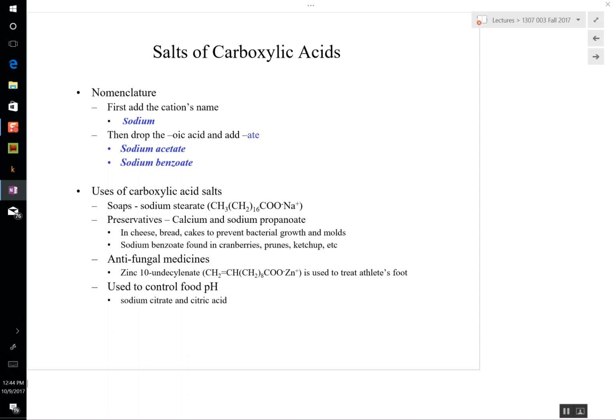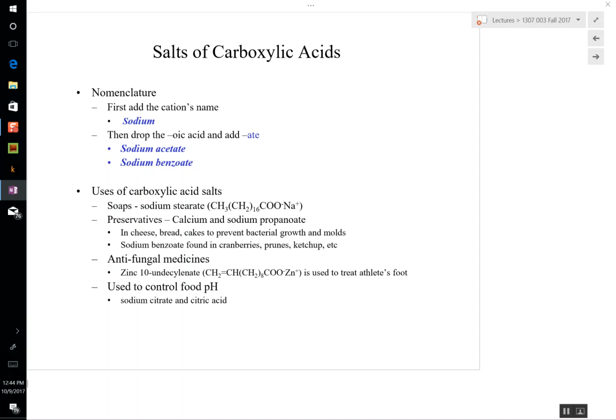Sodium benzoate is a preservative, found in cranberries, prunes, ketchup. It used to be in Coke, but they've taken it out of the Coke formula. They used to have it in there as a preservative, but there were some concerns about whether sodium benzoate could degrade into some other things.